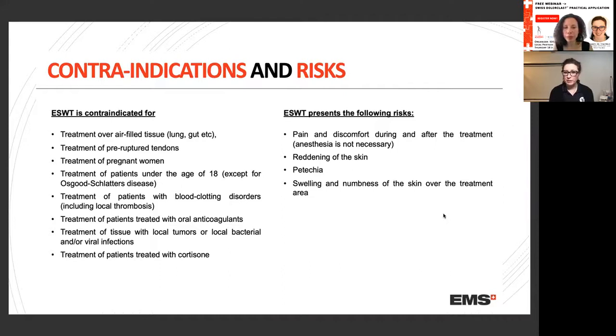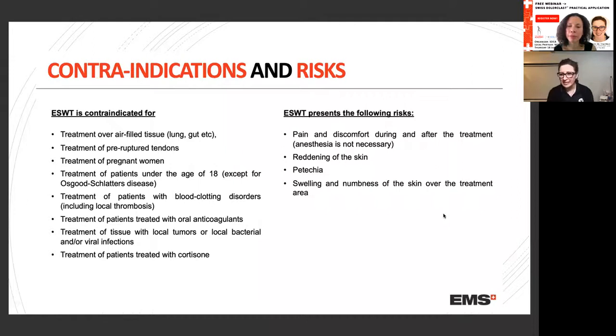Other contraindications are the treatment of patients with blood clotting disorders, patients on anticoagulants, bacterial infection, and patients who've had cortisone. If they have had cortisone, it's recommended you wait 4 to 6 weeks after the cortisone before you use shockwave on the same area. If they've had cortisone somewhere else, it doesn't really matter. But just be mindful of the fact that they could have an altered sense of what's going on there.